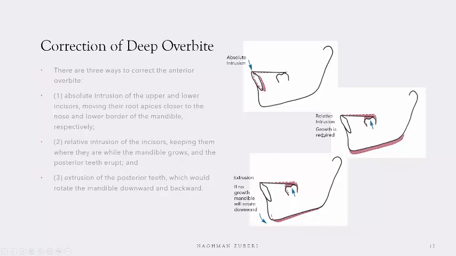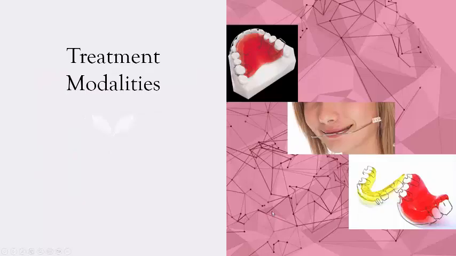But it should be accomplished during growth. Then there is extrusion of the posterior teeth, which would rotate the mandible downward and backward. And again, this is accomplished when the child is growing. If there is no growth, the mandible will rotate downward. Now let's see the different treatment modalities for correction of deep overbite.